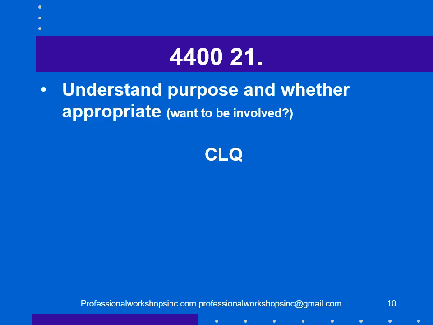21, we need to understand the purpose of the report and whether it's appropriate. And this is something we don't have to consider in a statutory audit, something we do all the time. We know why people want them. We know that we can do them. We know the expectation gap. Here's something where the expectation gap could be very, very large, and we're going to need to consider whether or not we want to be involved. And we should have a checklist question for that.